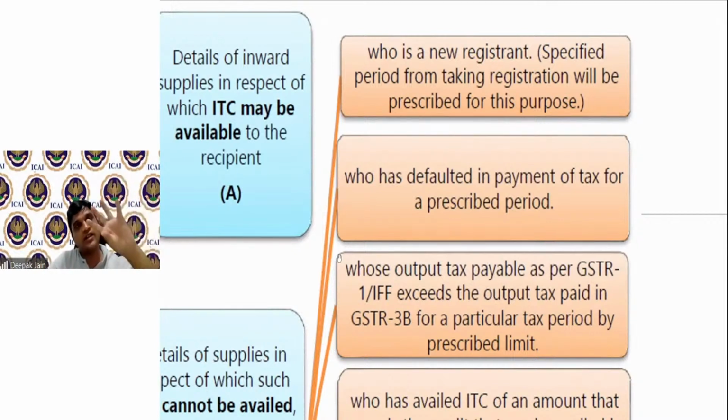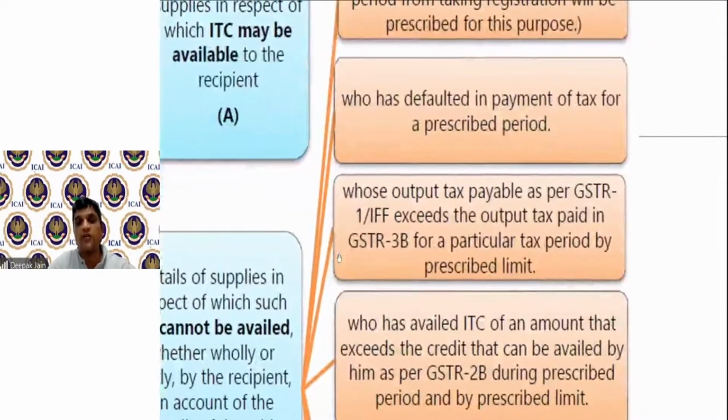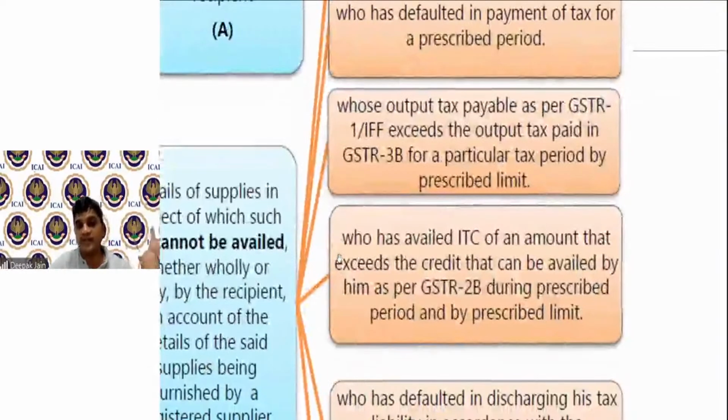So in GSTR-2A, you will get two documents. One is all the credits that have been uploaded. One will be which you can claim. Second is which you cannot claim. What all the categories you cannot claim. If you're buying from a new registrant, credit will not be available. If you're buying from a person who has defaulted in payment of tax, then it will not be available. Then where output tax in GSTR-1 is more than in 3B, it will not be available.